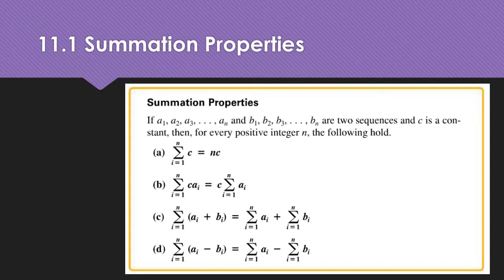Part B tells us when we have a constant that's multiplied by a variable, we can pull that out front. Not a big surprise here, we're really just using factoring out. We're kind of reversing our distributive property. Part C tells us that when we have two variables we're adding together and taking the sum of that, we can actually split it up and do the sum of one plus the sum of the other. And Part D lets us do the same thing but with subtraction.